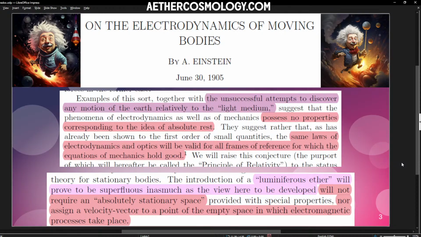And then further down, this is actually still on page 1, and so it's interesting because when you talk to a lot of people about this, they will pretend to understand relativity, but then they will make arguments that are actually in contradiction to page 1 of On the Electrodynamics of Moving Bodies. And so here we go down to, it says here, the introduction of a luminiferous ether will prove to be superfluous inasmuch as the view here to be developed will not require an absolute stationary space. And then he says, nor assign a velocity vector to a point of the empty space in which the electromagnetic processes take place.